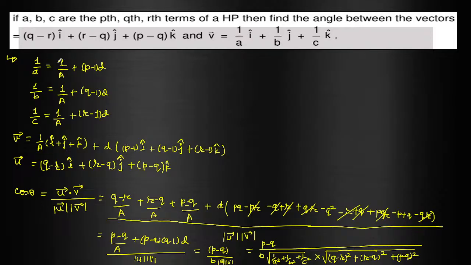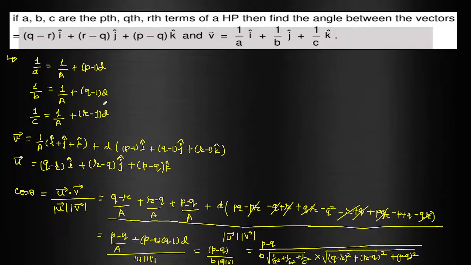Now in this question we are told that A, B, C are Pth, Qth, Rth terms of HP. Then find the angle between this vector and this vector. So we can write 1 by A. A is in HP, then 1 by A is 1 by first term plus P minus 1 into D. 1 by B is 1 by A plus Q minus 1 into D. 1 by C equal to 1 by A plus R minus 1 into D.